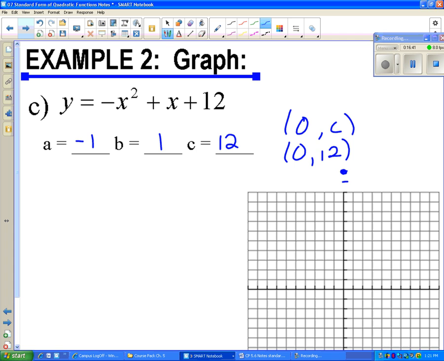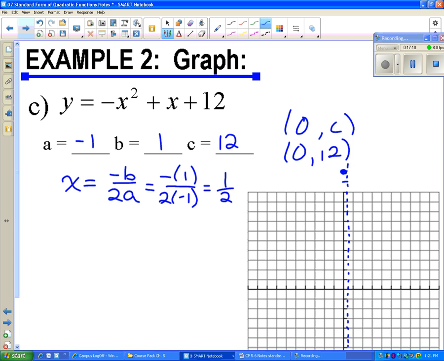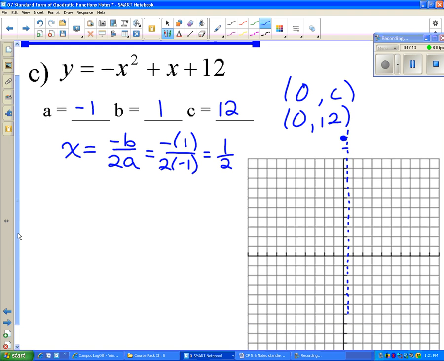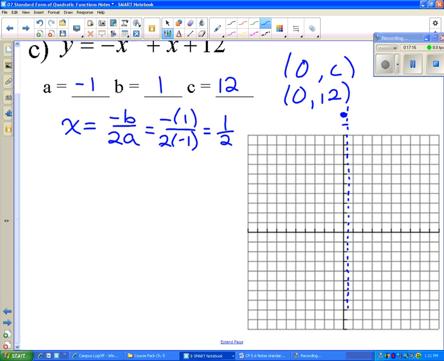Let's find my line of symmetry. So x is equal to negative b over 2a. b is 1. A is a negative 1. So this is 1/2. My line of symmetry is at 1/2. So this is x equals 1/2.